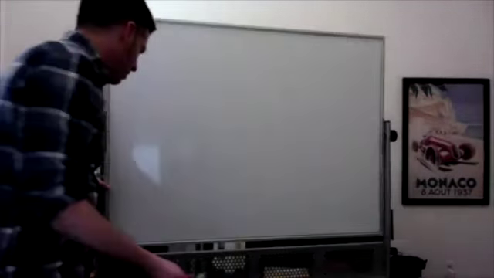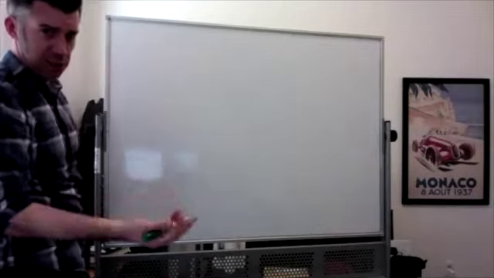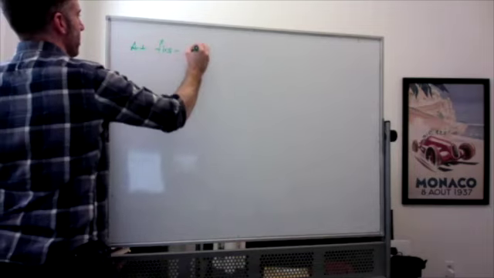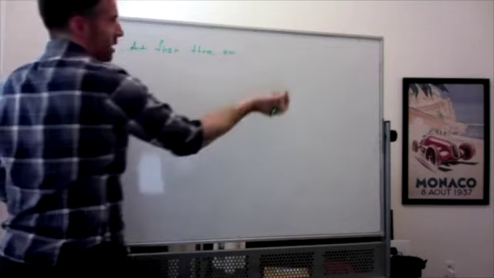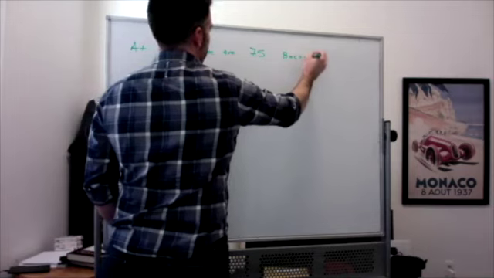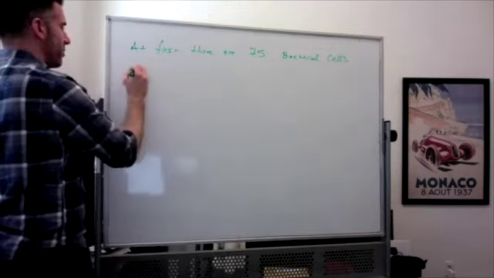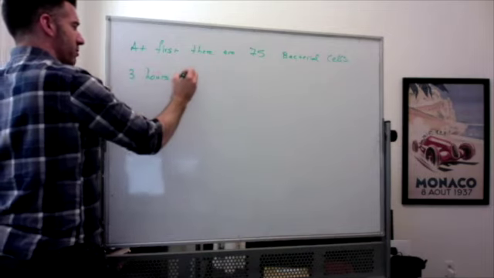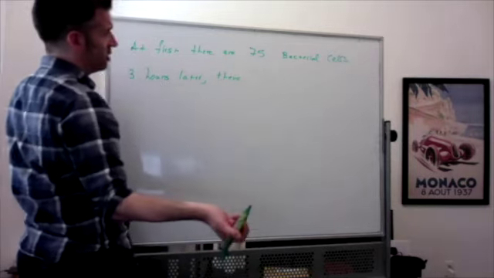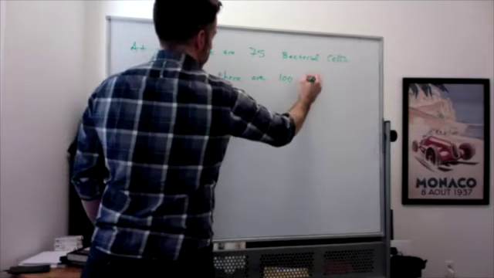So let's say in the beginning, or at first, there are, let's make up a number, 75 bacteria, or bacterial cells, whatever you want to say. And then we know that, let's say 3 hours later, there are, let's make the numbers not too terrible, 100 bacterial cells.